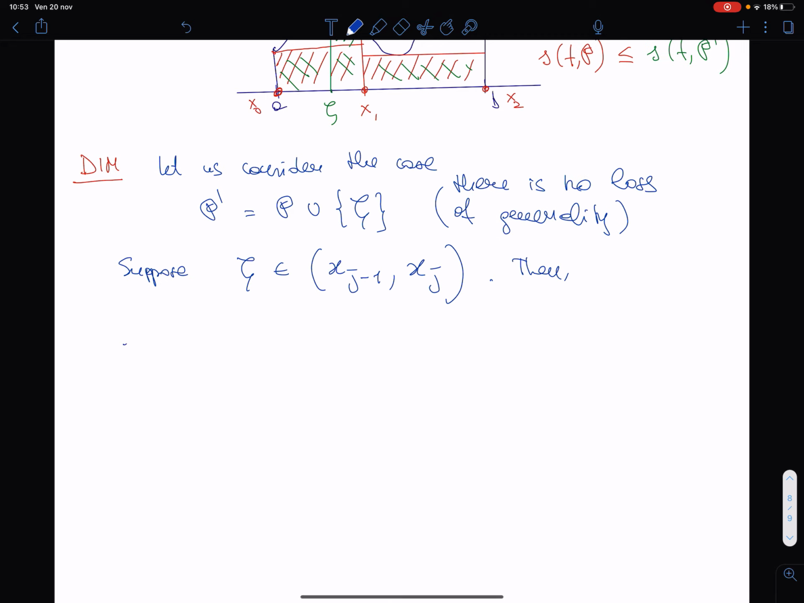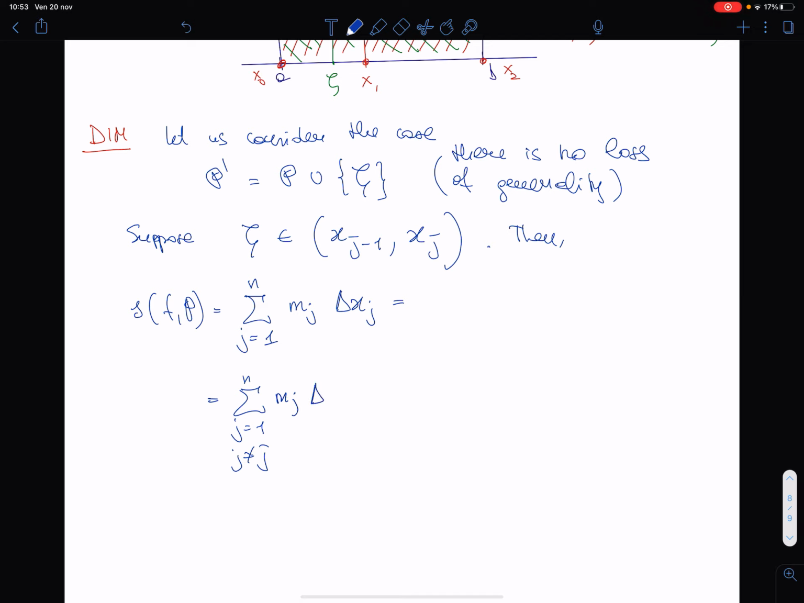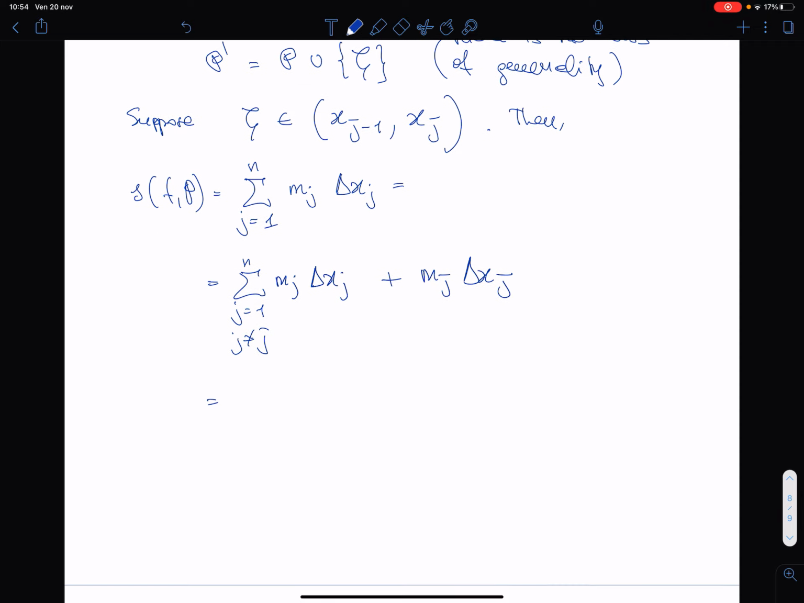Then we have that the lower sum is the sum for j going from 1 to n of the infimum on the jth interval, m_j, times delta x_j. Let us split this sum in two terms, j from 1 to n with j different from j bar. The j bar interval is the one that is modified. This is why we isolate it. And so we have m_j delta x_j, and then outside the sum, we have the j bar interval, m_{j bar} delta x_{j bar}.